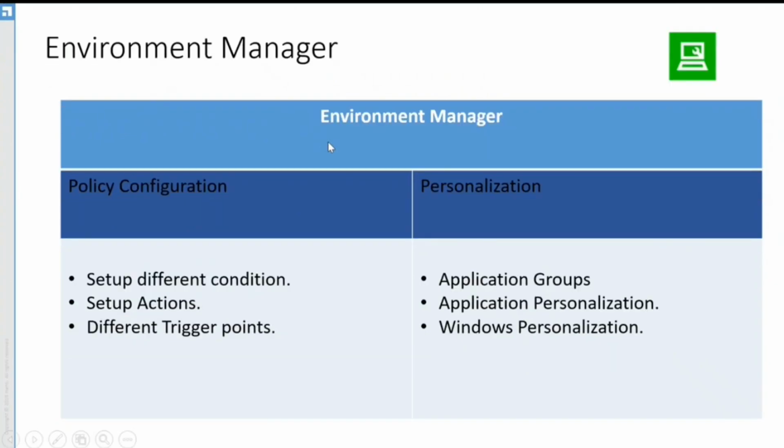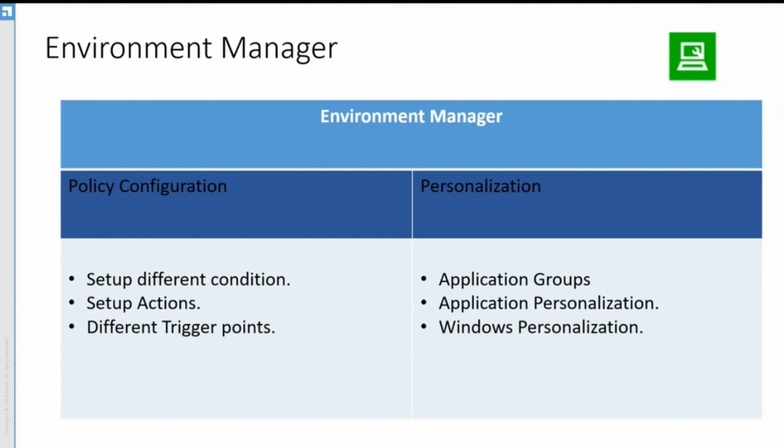As I said, Environment Manager is divided into two parts: policy and personalization. For policy, you may see only three points here, but trust me, this is the one you will be working on more in any organization. There are lots of conditions, lots of actions, and a lot of trigger points. The trigger points are nothing but the login process, which is also divided into three parts.